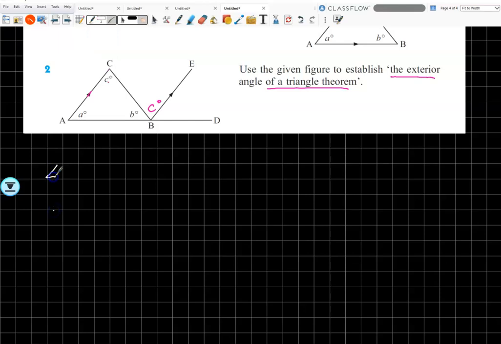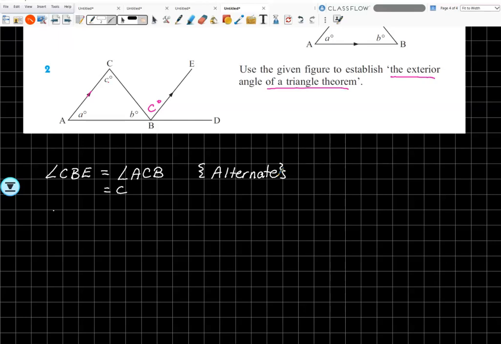So we're going to say angle CBE equals angle ACB, which is C, and why is that? Alternate. Normally I just write alt. Today I don't know why I'm writing alternate. Okay, anything else?